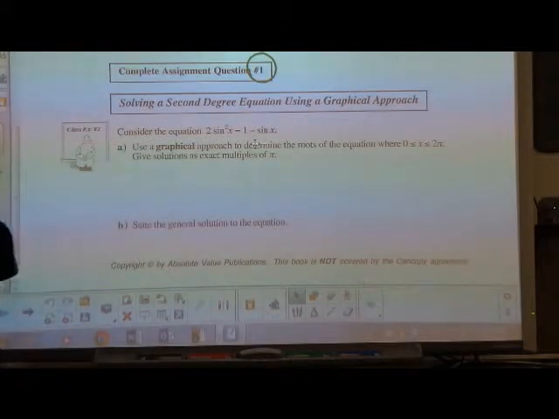So if we look at class example number 2, it says consider the equation 2 sine squared x equals 1 minus sine x. It says use a graphical approach to determine the roots of the equation where x is between 0 and 2 pi and give the solutions as exact multiples of pi. So what I'd like you to do is work on that for a couple of minutes using your graphing calculators.